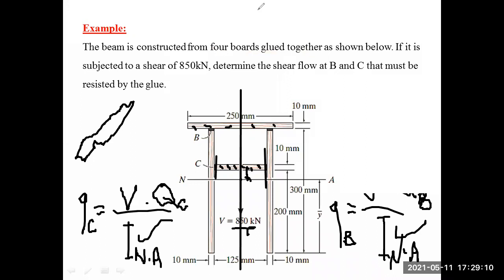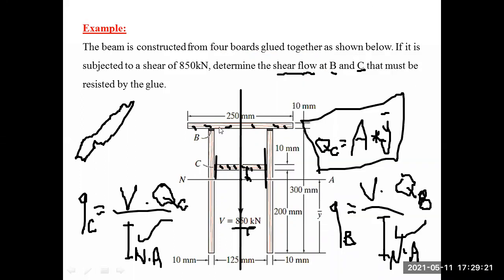So Q is here. I just now told you mathematically what Q is. If you want to know the name, it is the moment of area. If you want to know how to calculate it, it is the area of this. Are you talking about QC or QB? Which one do you want to know? QB or QC? Or generally, like generally, Q is what?